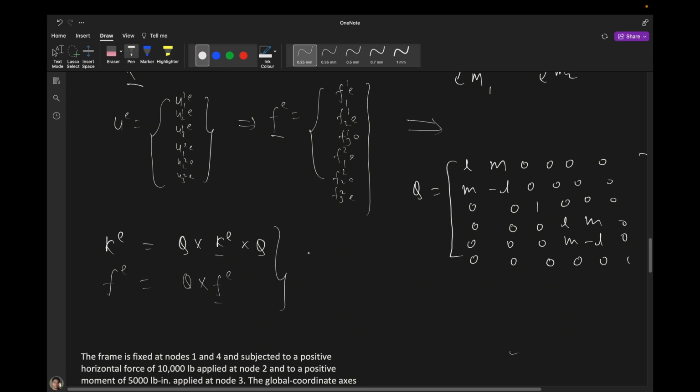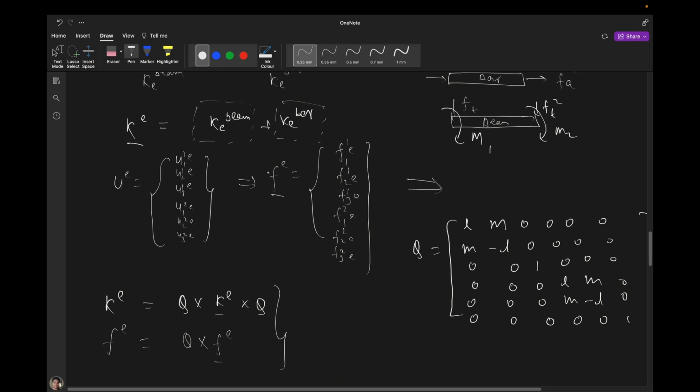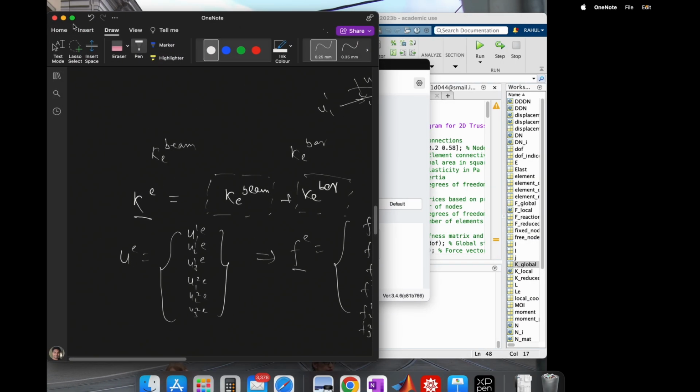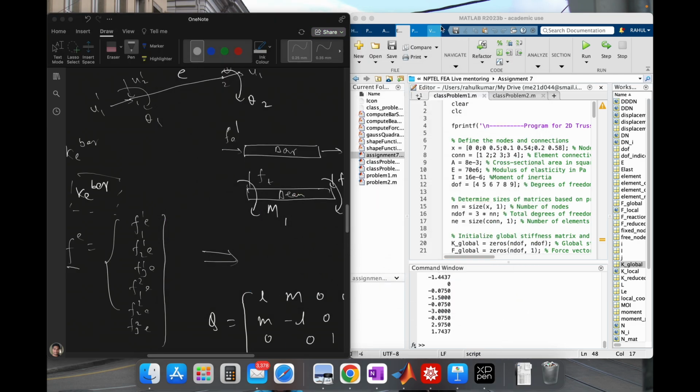Okay, so this thing we need to do: we already know that if I want to write KE beam, we already have the matrix, and if I want the KE bar, we already have that matrix too. We will add them up, and all the processes will be the same. So let's see how our code will run in this case.